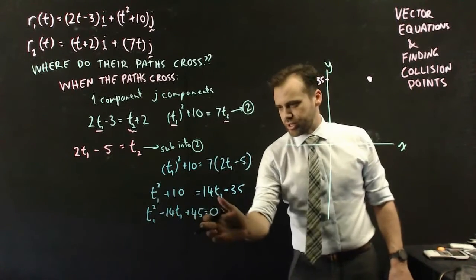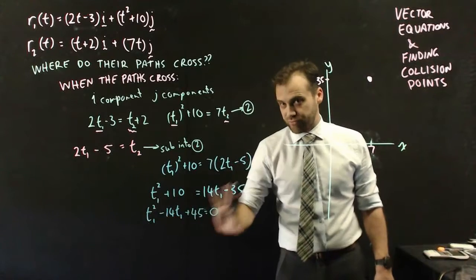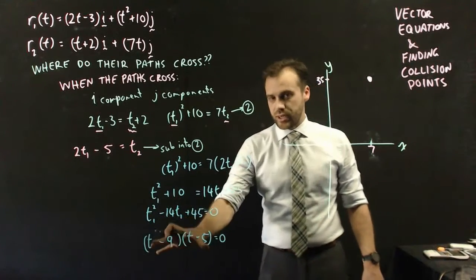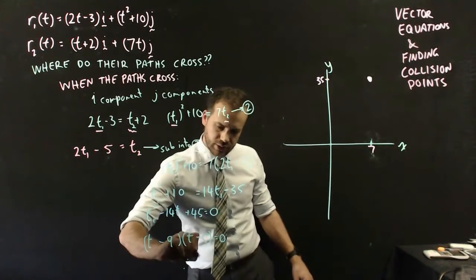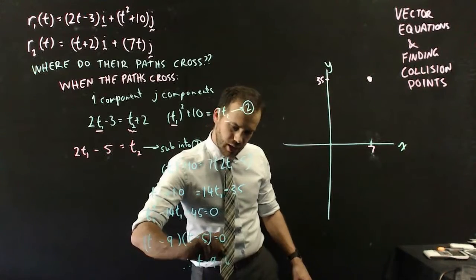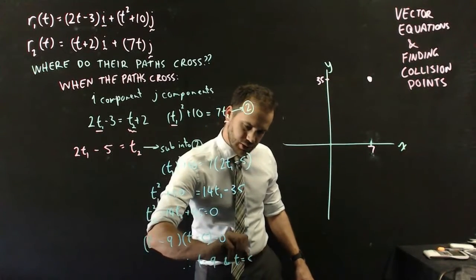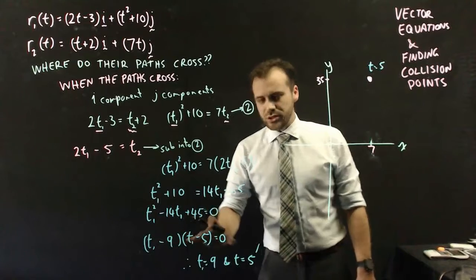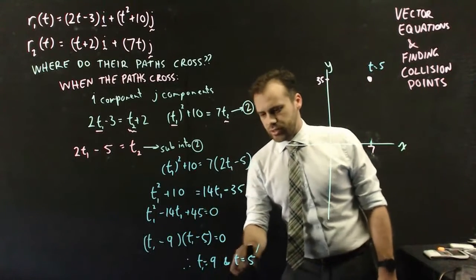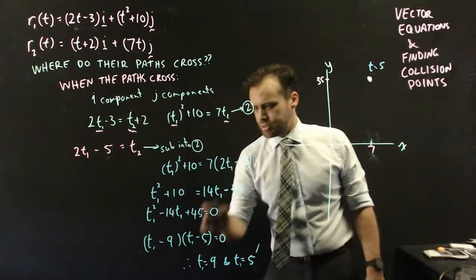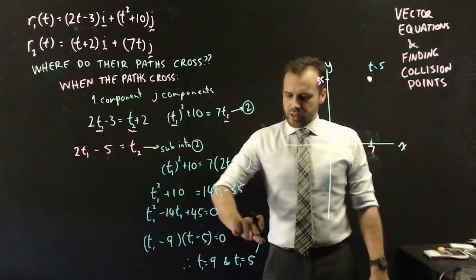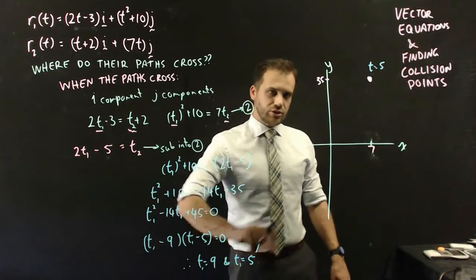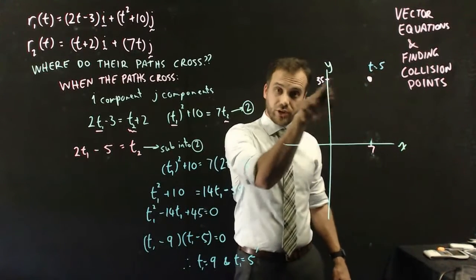So I can rearrange it, turn it into a nice little quadratic here. Now it looks like I can solve that by factorizing. Nice and neat there. And therefore, t equals 9 and t equals 5. Now we need to be really careful here because it's not t, it's t1. So that time 5 there, that's the time at which they collide.